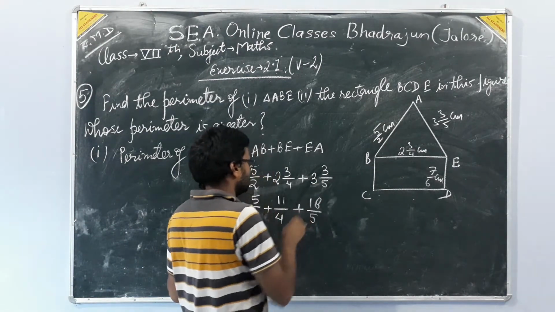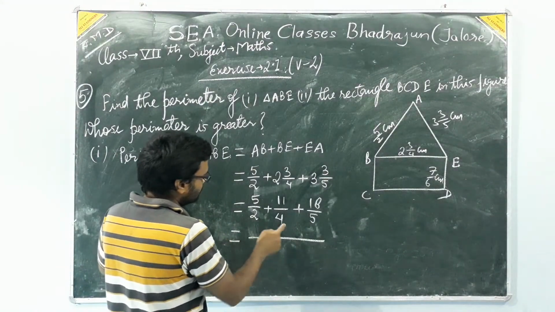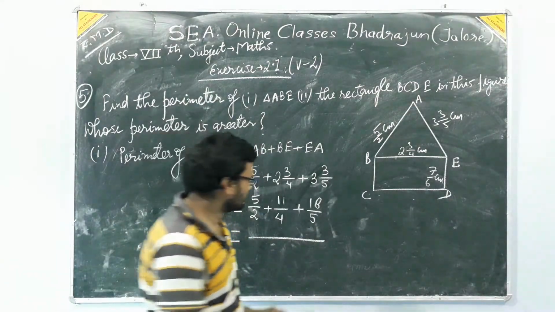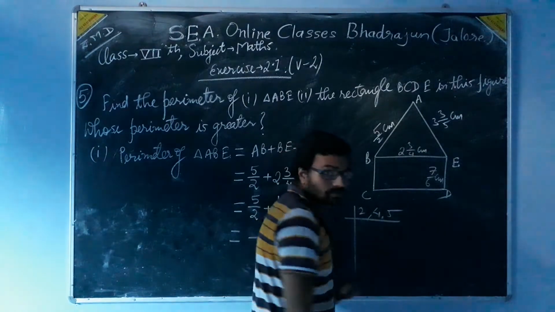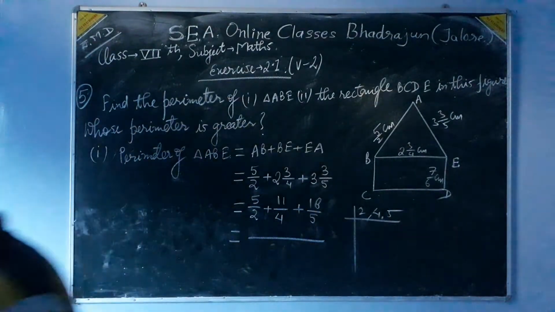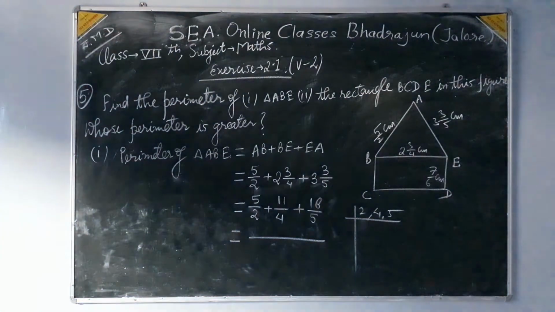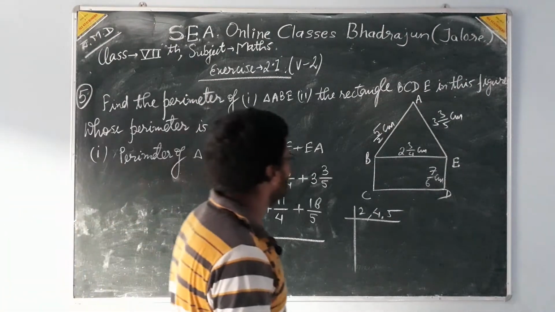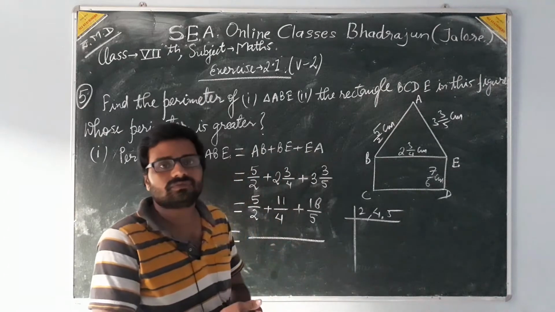Okay, now we have to take the LCM of 2, 4 and 5. So LCM of 2, 4 and 5 is what? This is 2, 4 and this is 5. Now we have to take the LCM of 2, 4 and 5.